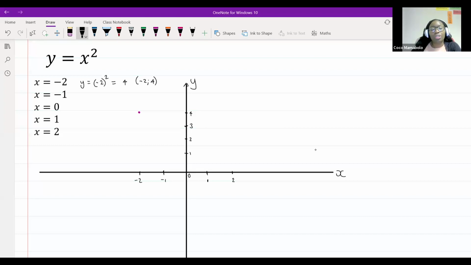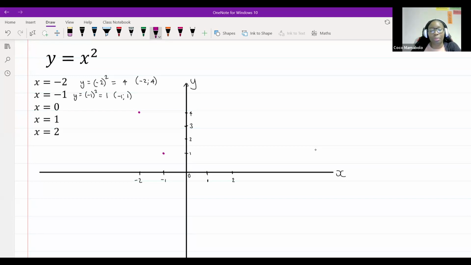That's what we'd get. Let's talk about when x is equal to -1. If x is equal to -1, y is going to equal -1 all squared, which is equal to +1, right? So my coordinate at x equal to -1 would be -1 and 1. So at x is -1, y will equal +1. We'll be here.